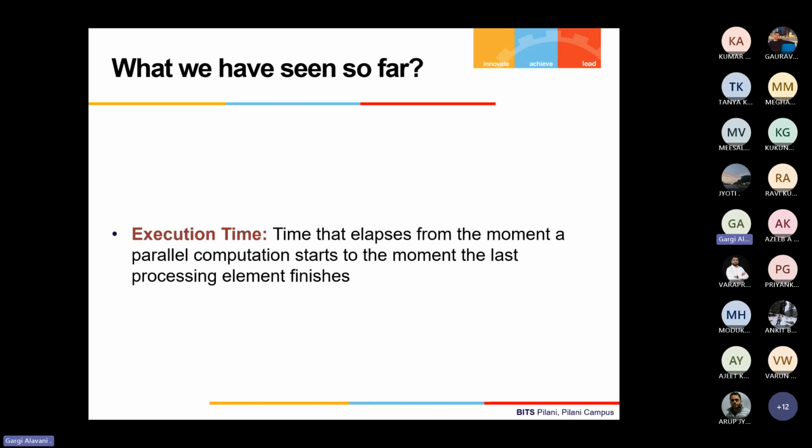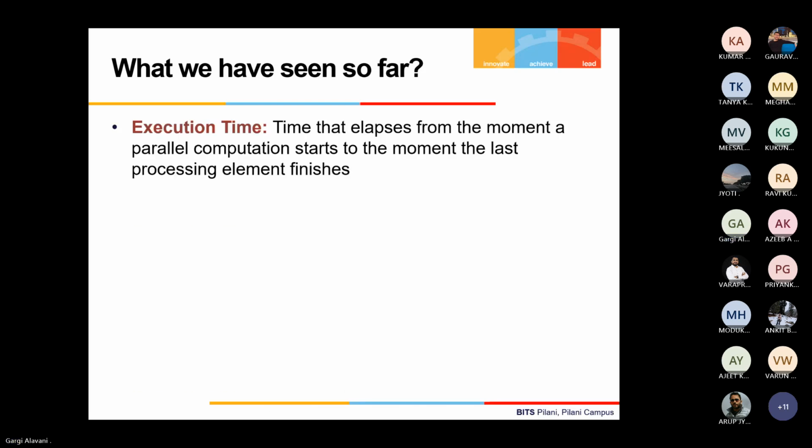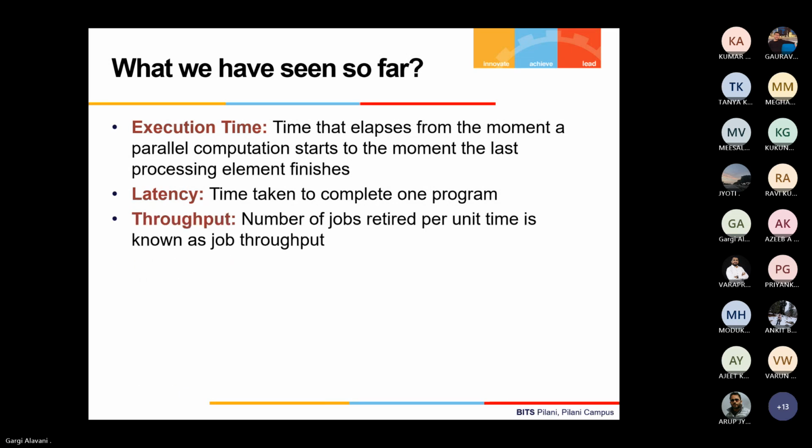So we've seen so far execution time, the time taken for executing a particular application. Latency is time taken to do one task. It could be one program, one instruction. Throughput is number of jobs which are completed per unit time. It could be in terms of memory, it could be in terms of number of instructions executed. Throughput can be in terms of per second or per cycle.